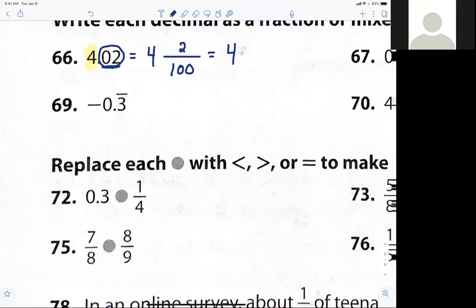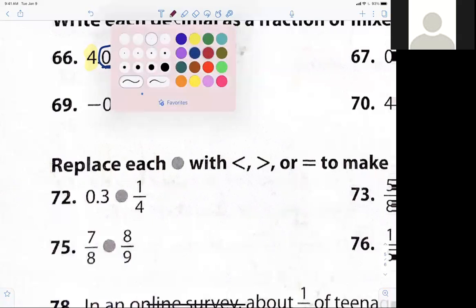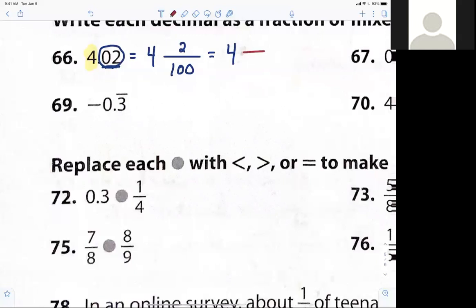Four and what? So I'm reducing the 2 and the 100. Divide by what? Yes. So the 2 becomes a what? Yep. And the 100 becomes a what? 50. Perfect. 4 1/50th. That's what we're doing. No, you can leave it just like that now.